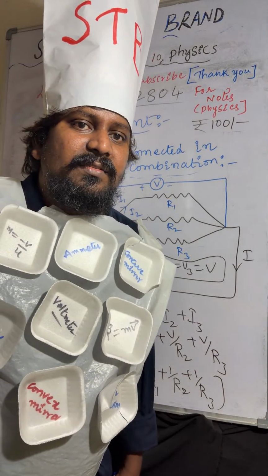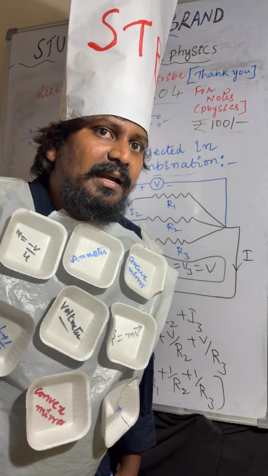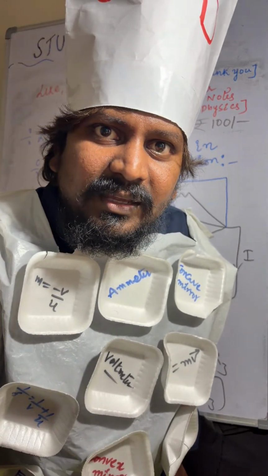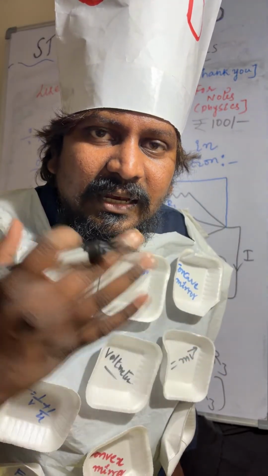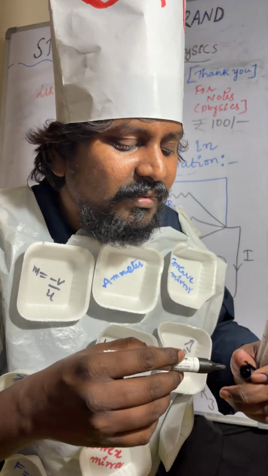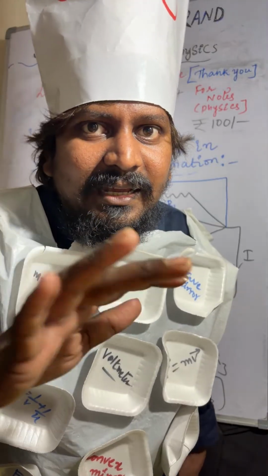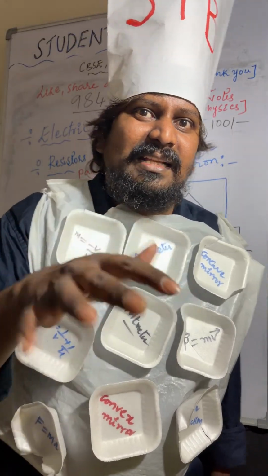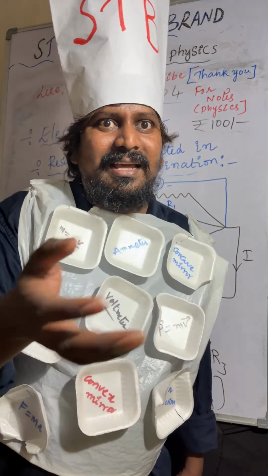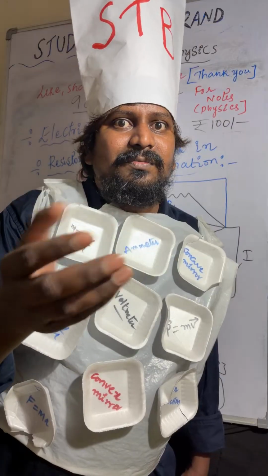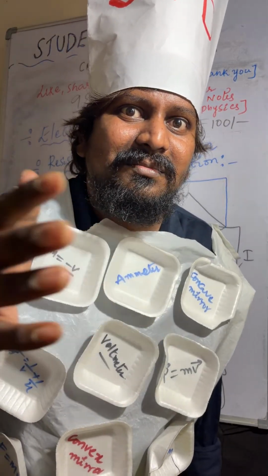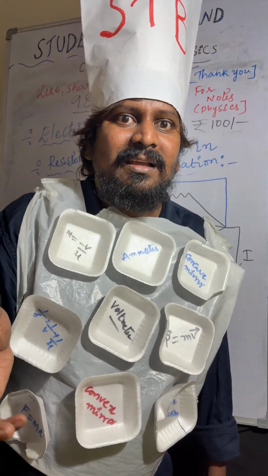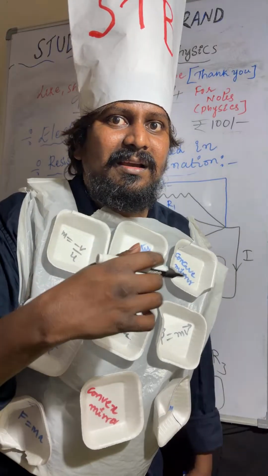Since V is common, we can cancel it. Can we cancel V? Because on both sides, left hand side and right hand side, V is common. So we can cancel it, no problem. Okay, so I'm cancelling on both sides.